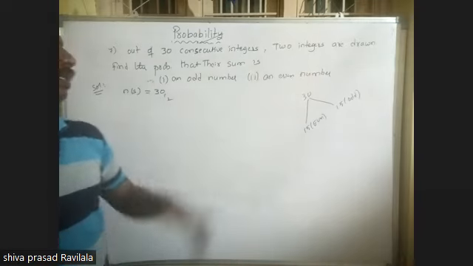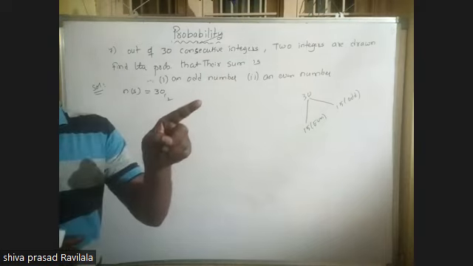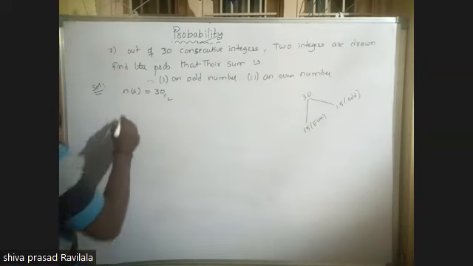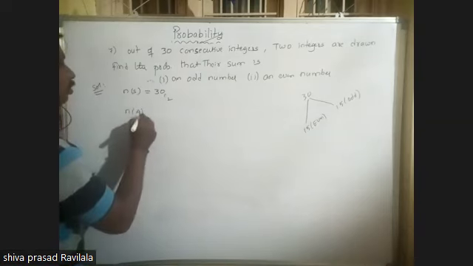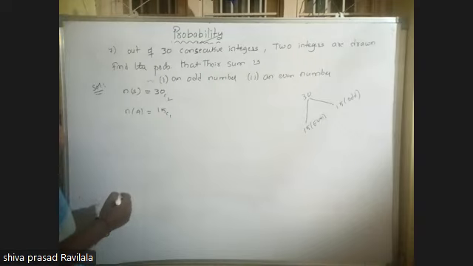Then only the sum will be an odd number. Let A be the event that the sum is an odd number. Therefore, n(A) is equal to: you take one number from even, that is 15C1.